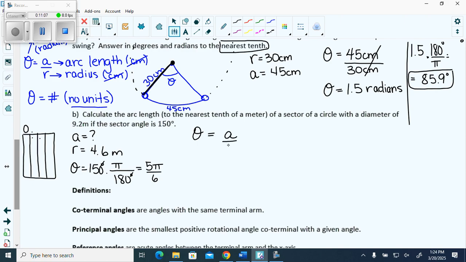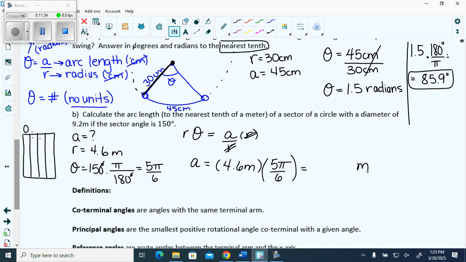So theta equals A over R. Multiply your R up. A equals, I should show all the steps, A equals 4.6 meters times 5 pi over 6. What's meters times nothing? Meters. That's good, because arc length should be in meters. If you use your units, it should hint whether you screwed up or not, like if you have meter degrees.